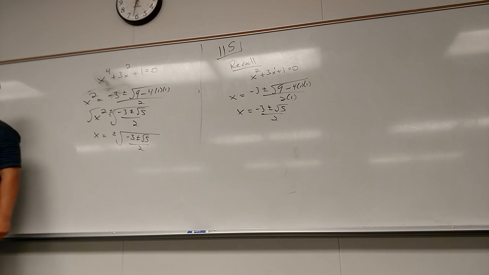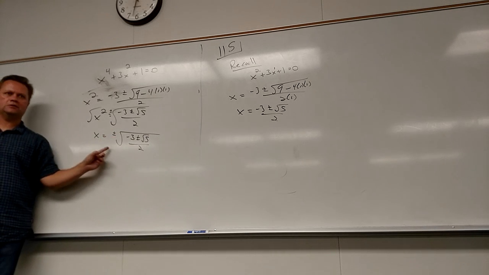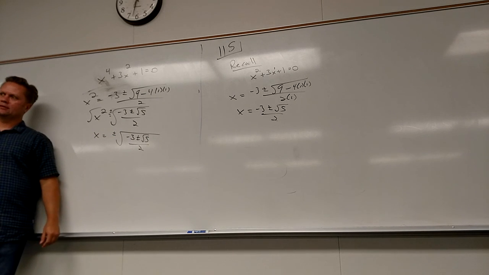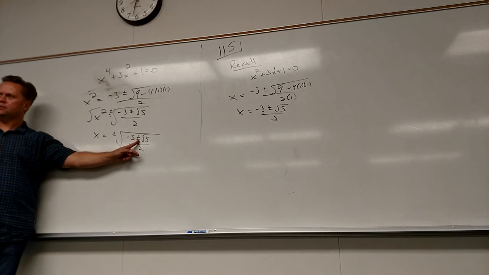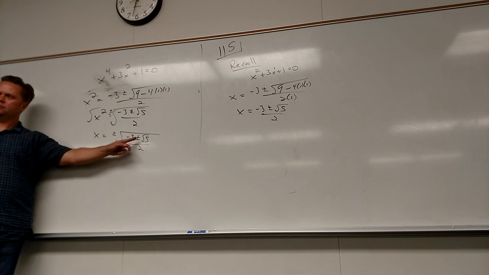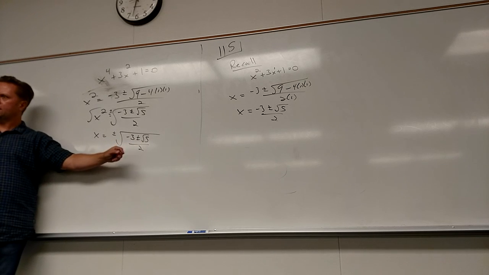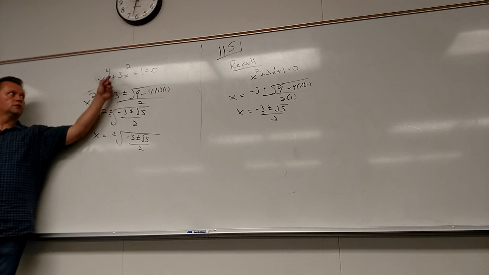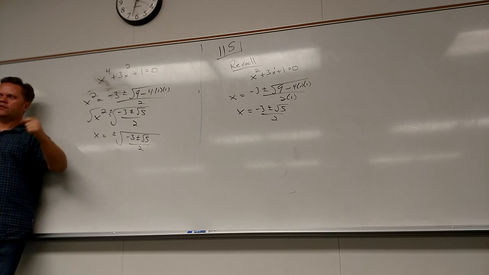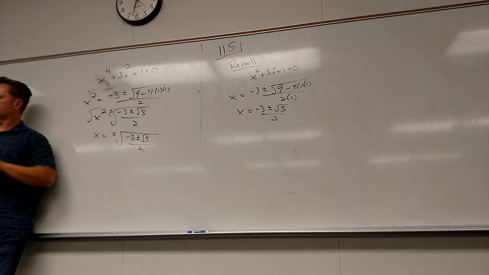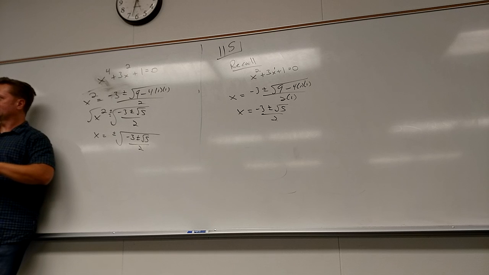Now watch. Can anybody tell me how many answers this is? 4. There's a positive with 2 options, and there's a negative with 2 options. So that's 4. Why does it make sense there's 4 answers? Because this power is 4. It's a fourth degree. Fundamental theorem of algebra. Right? So if it's a 6, then it's 6 answers? Yes.